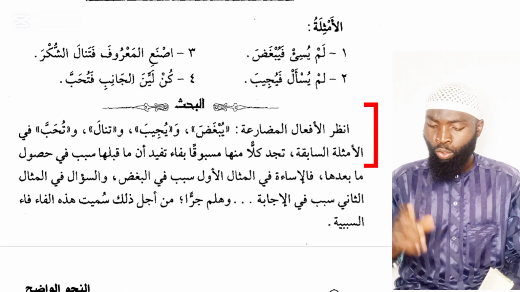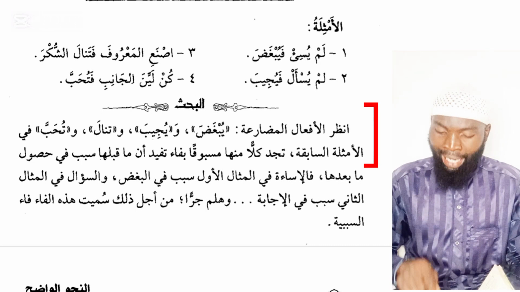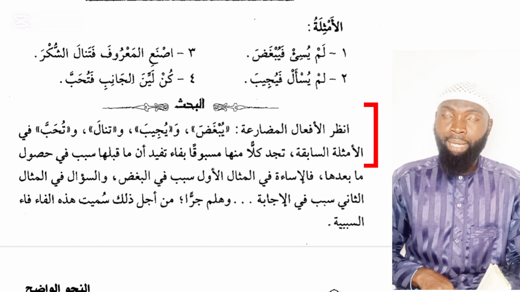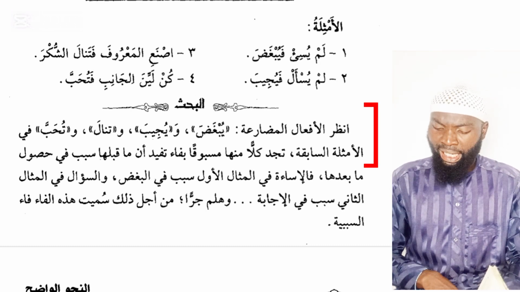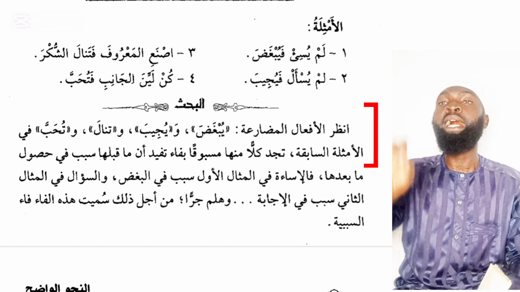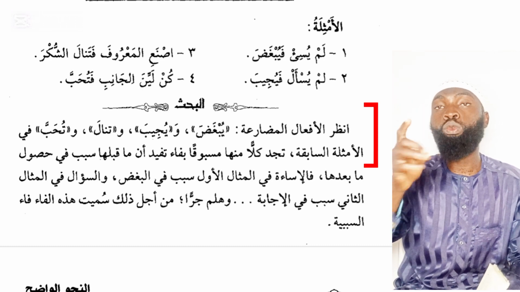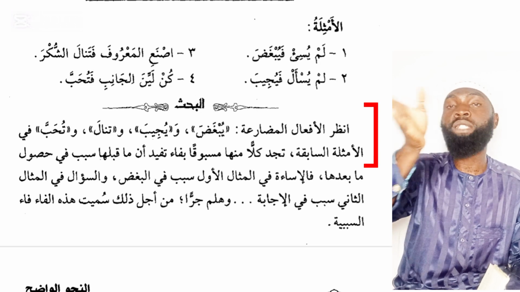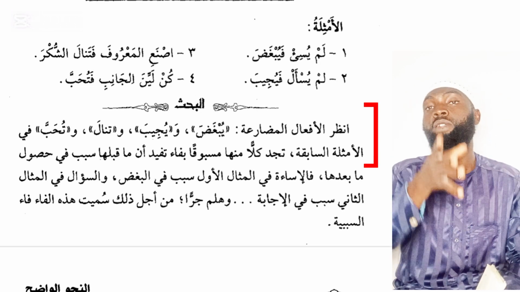Let's go into the detailed explanation of this topic. It says, Al-Bahth: unzur al-af'al al-mudari'a. Look at the present tense verbs in the following examples, which are yubghada, yujiba, tanala, and tuhabba, in the previous examples. You will find that each of the present tense verbs here is preceded by a fa which indicates that what comes before it is a cause for what comes after it. Each of the present tense verbs from the four examples brought above appears after fa al-sababiyya, the fa which shows that the action which happens after the fa is a consequence of the action before it.